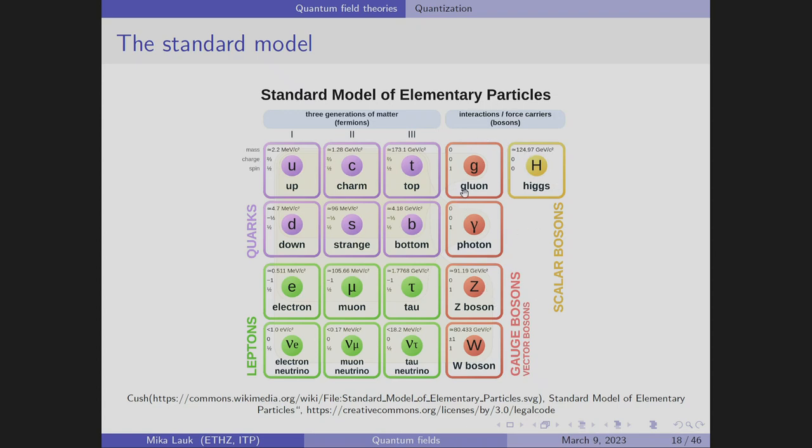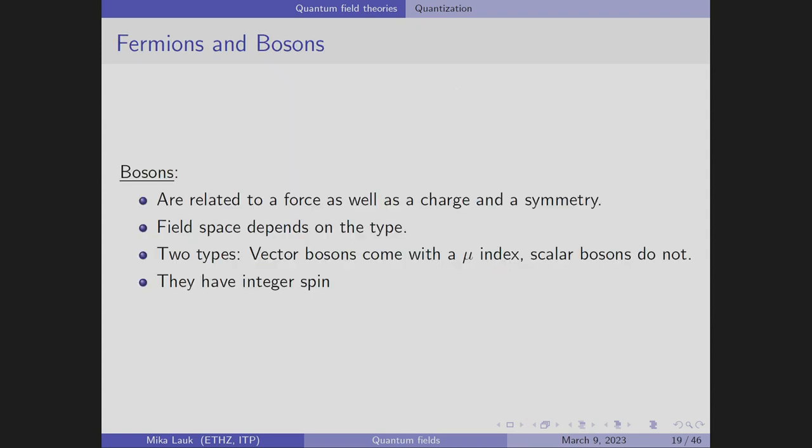For the strong force, we have the gluons. For the electromagnetic force, we have the photons. These you've already seen. And then for the weak force, we have the W and the Z bosons. The Higgs is a different story. I will hopefully come to that later. Now, the field space depends on the type, and there are two types.